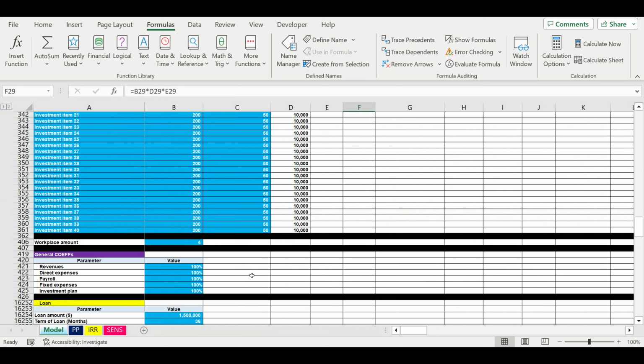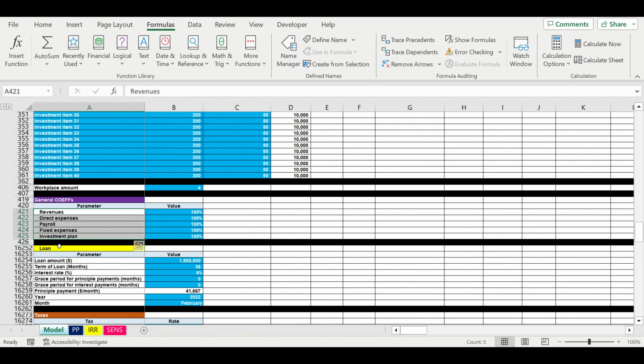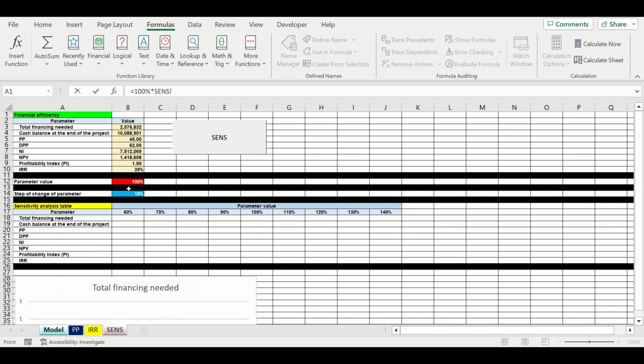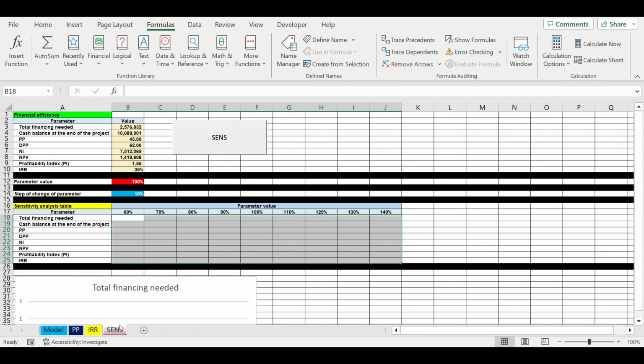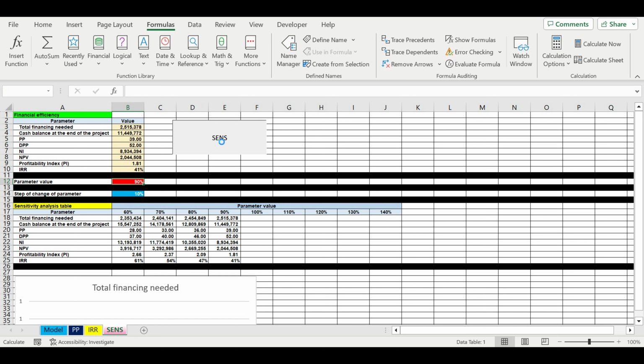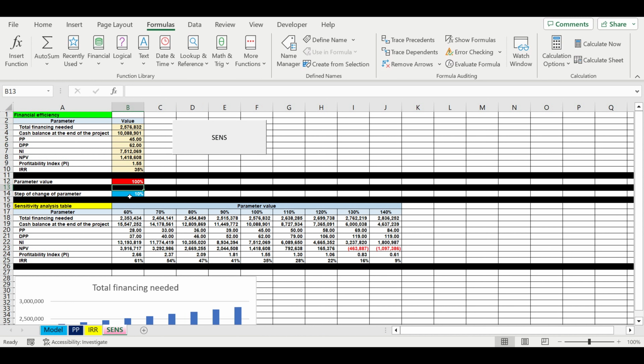We can also add the sensitivity analysis parameter to any input inside our model. Let's add it to the payroll, for example. So now we can create a huge amount of scenarios and test them from this or that perspective. This will be very interesting for the future business owner and will tell him a lot about his business idea.